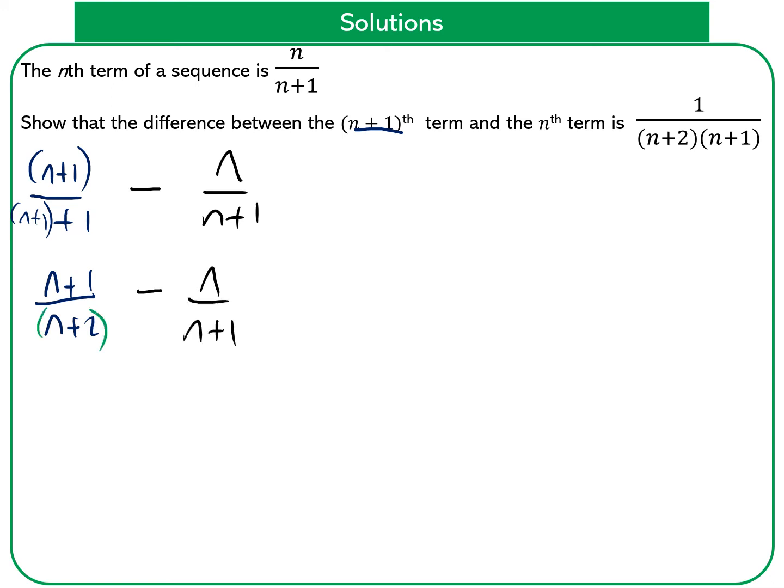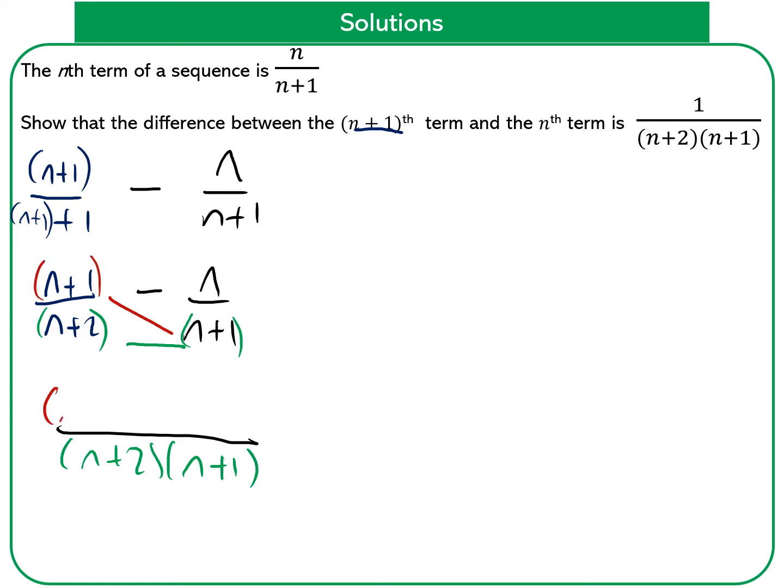So first of all, if we're going to subtract that, I'll multiply these two together. So I've got n plus 2, n plus 1, and now I'm going to go here. Put that in a bracket, multiply those two together. I've got n plus 1, n plus 1. It's actually squared. Take away, and then multiply these two together, n bracket n plus 2.